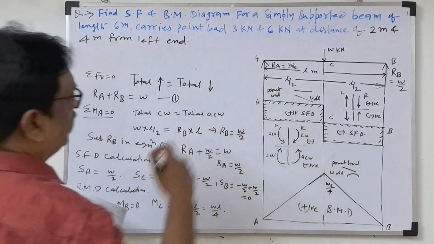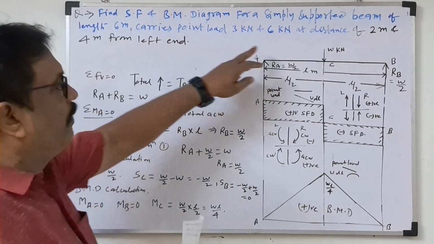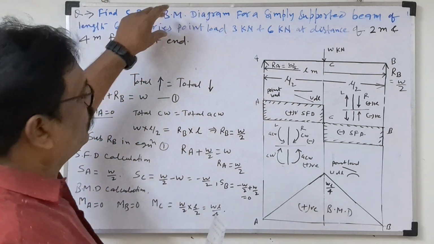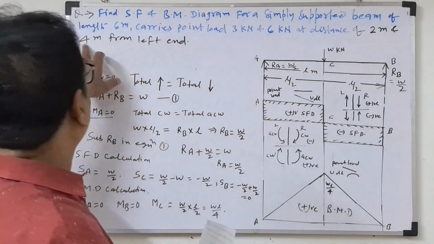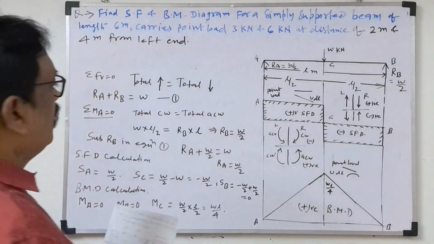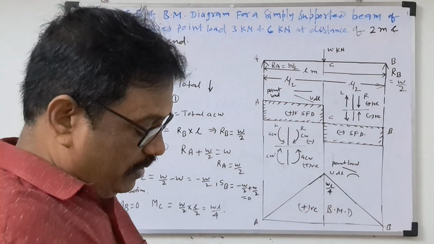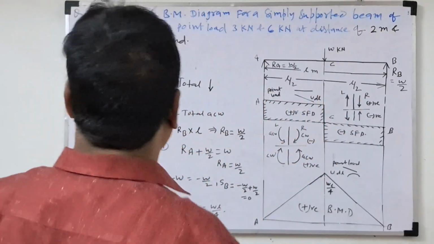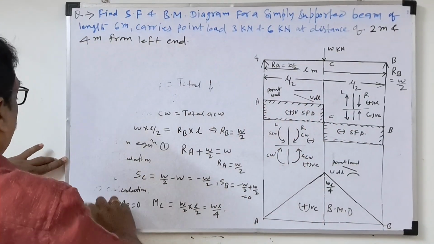So left end, right end, whatever instruction they give, we have to draw the diagram. In this kind of question they will not give the diagram. They have given from the left end, so at 2 meter and 4 meter both point loads we will draw. So the given diagram will be like this. So we'll draw this. Okay. So I will rub it now and we'll solve the question.